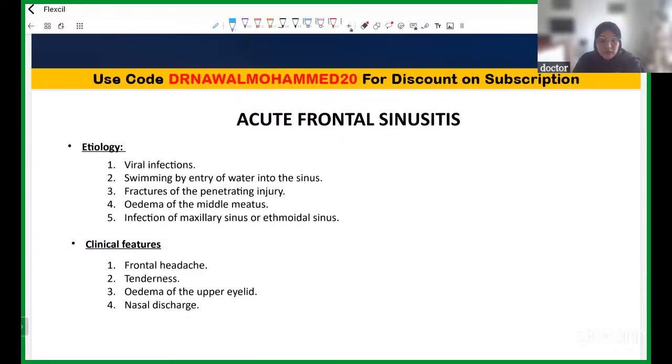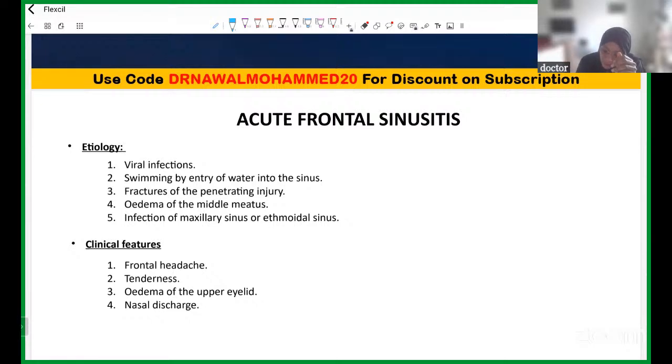Okay, so etiology, if you see it on your screen, it is usually followed by viral infections of upper respiratory tract. Later on, after viral infections, it is followed by bacterial invasion. Second, it is usually seen in the swimmers. So entry of the water in the sinuses during diving or swimming can lead to acute frontal sinusitis.